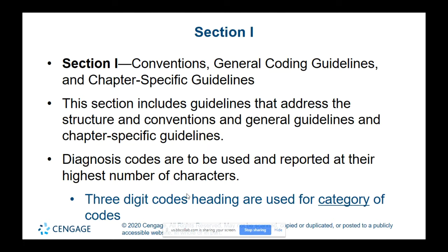Okay, so let's start off with the section 1 guidelines. Like I said, this talks about the structure, conventions, and general guidelines and the chapter-specific guidelines. The chapter-specific guidelines we're going to dive into when we get into the chapters, but some of the general coding guidelines I have listed here. One of the first ones is the diagnostic codes are to be used and reported at their highest number of characters. We mentioned that a little bit, where your codes can be anywhere between 3 and 7 characters. But they need to be at the highest level for the detailed information that's provided.